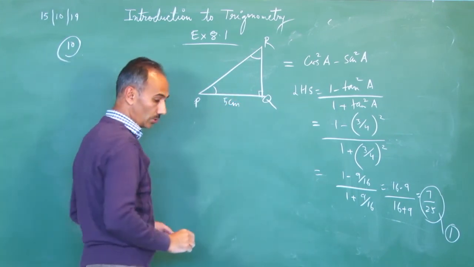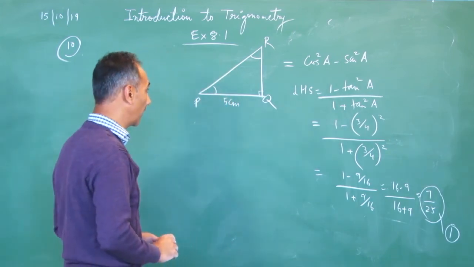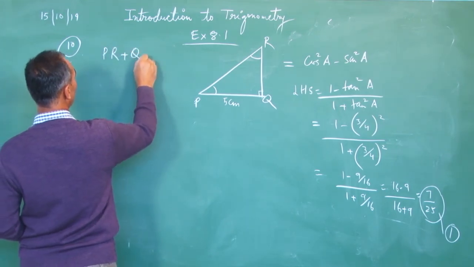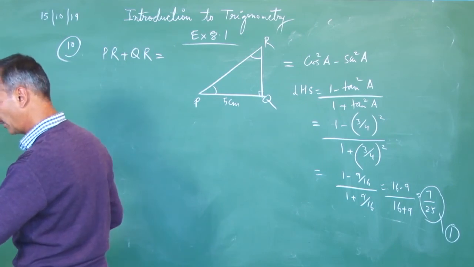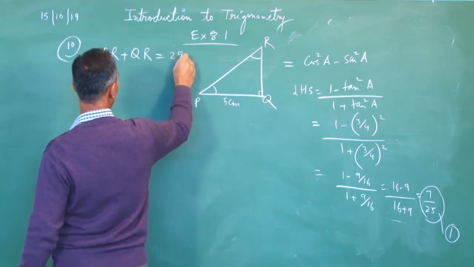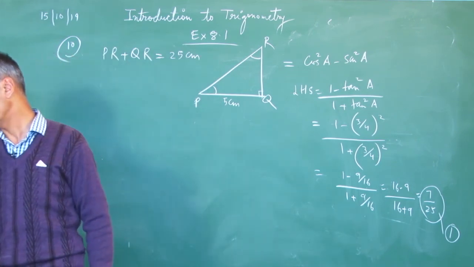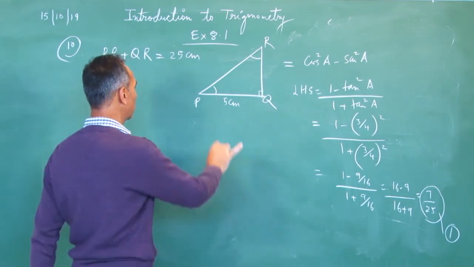Now, in this question, the sum of the lengths of the other two sides of the right angle triangle is given. So PR plus QR is given to be 25 units, 25 centimeters. We are asked to determine the values of sine P, cos P, tan P. So all three T ratios in terms of angle P.